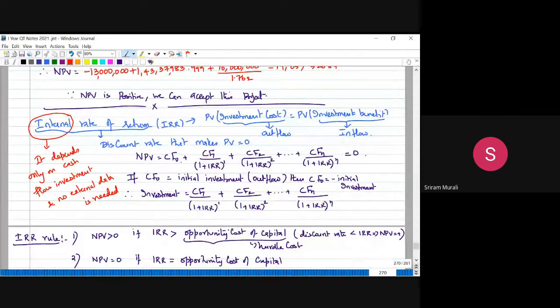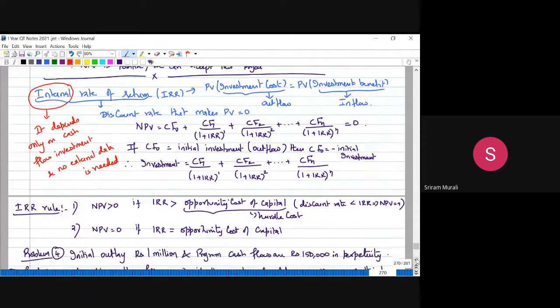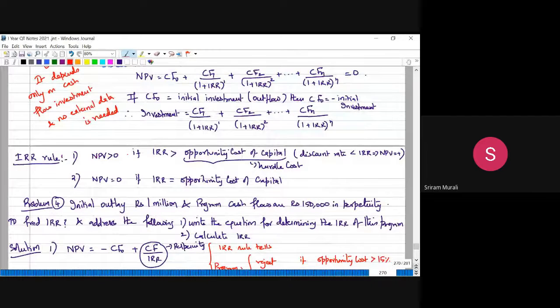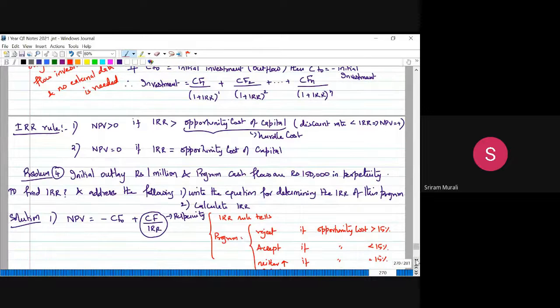So NPV will be equal to the same formula, but in the place of the discount rate you use IRR: (1 + IRR) to the power 1, (1 + IRR) squared, and so on, up to the power n. CF naught is my initial investment outflow. CF naught will be equal to minus initial investment. If NPV is greater than 0, IRR, internal rate of return, is more than the opportunity cost. If NPV is equal to 0, IRR is equal to the opportunity cost of capital. These are all important aspects when you start the problem.